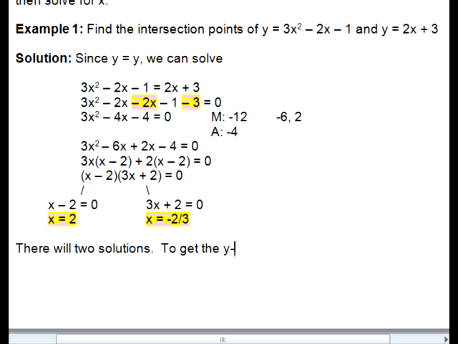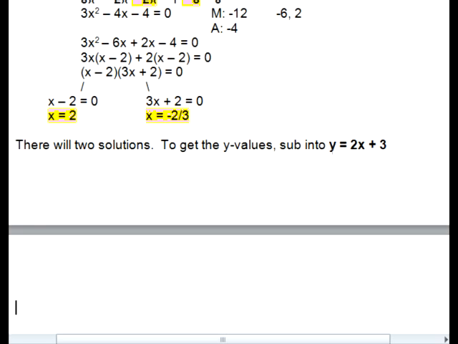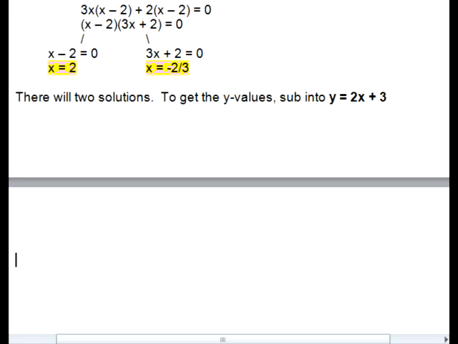To get the y values, sub into y equals 2x plus 3. Now, you could have subbed into the second equation as well, but this one is significantly easier to sub into because it's not a quadratic. If you're not caught up, please raise your hand and get the teacher to hit pause.